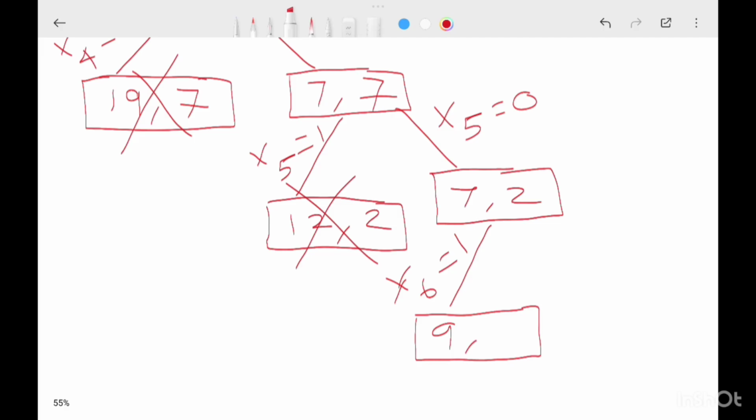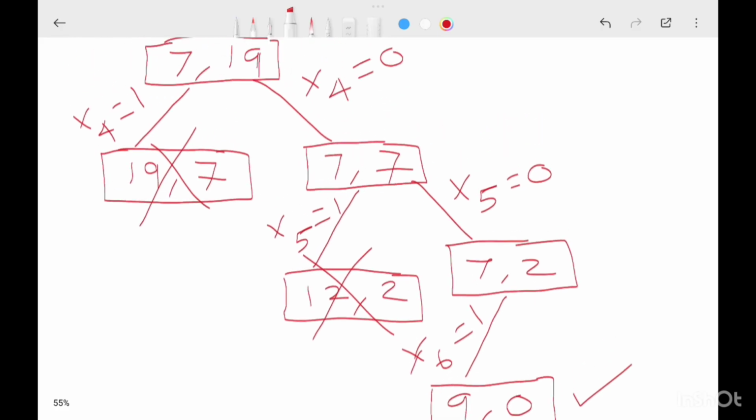Already the remaining sum is 2. So from the remaining sum I subtract the value 2, so now the remaining sum is 2 minus 2, that is 0. Now I am checking that the sum 9 is equal to the required sum 9. So this is our solution state.